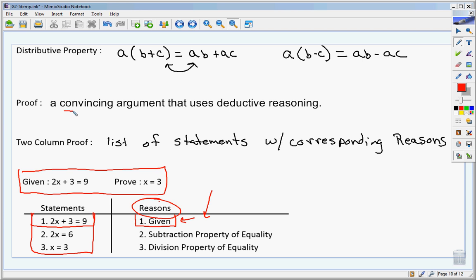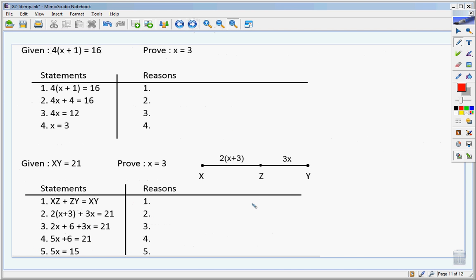In other words, you're writing something where anybody that didn't know anything about algebra would be convinced that you've got the right solution because you've been able to explain exactly how you came up with it. Everybody good? Okay.